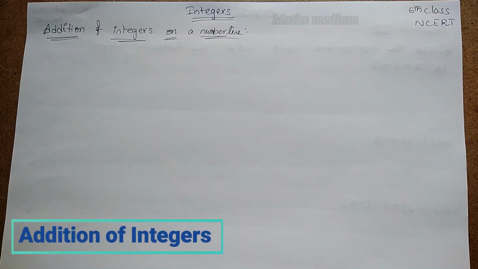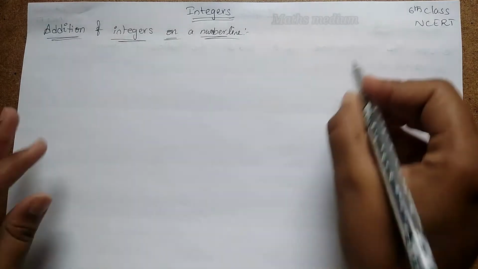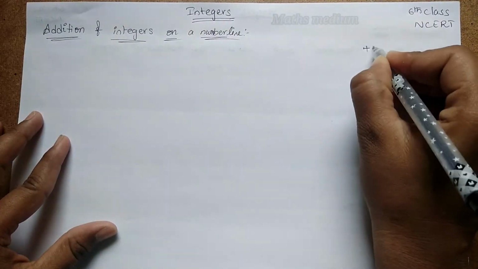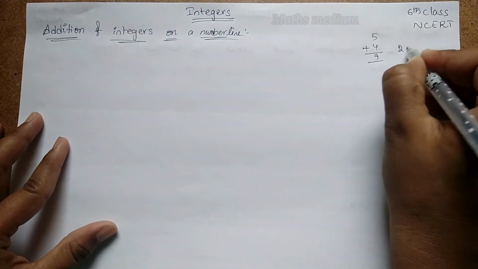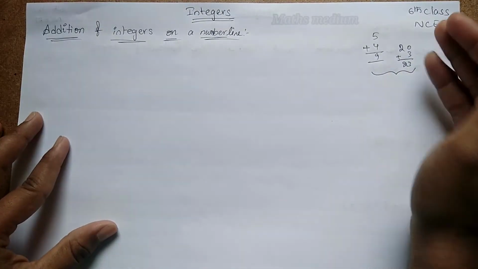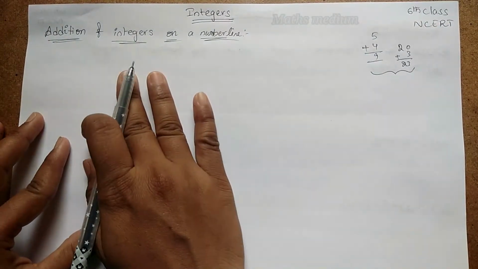Today I came with the topic addition of integers on a number line, from Integers, Class 6 NCERT. Now we are going to learn about the addition of integers. In earlier classes we already learned about addition, like 5 plus 4 is 9, 20 plus 3 is 23, etc. So we know how to sum up whole numbers, but in this case we have to add integers.